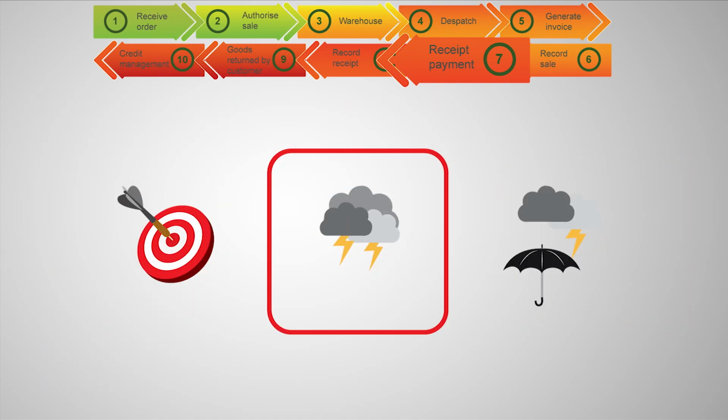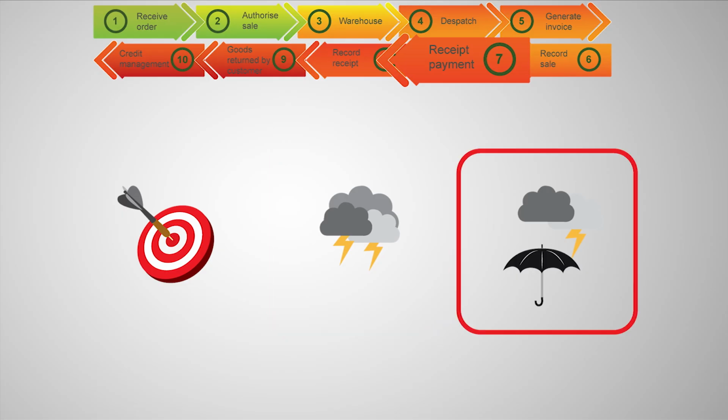Think about other things that can go wrong in this step. Which controls would you suggest for these risks?